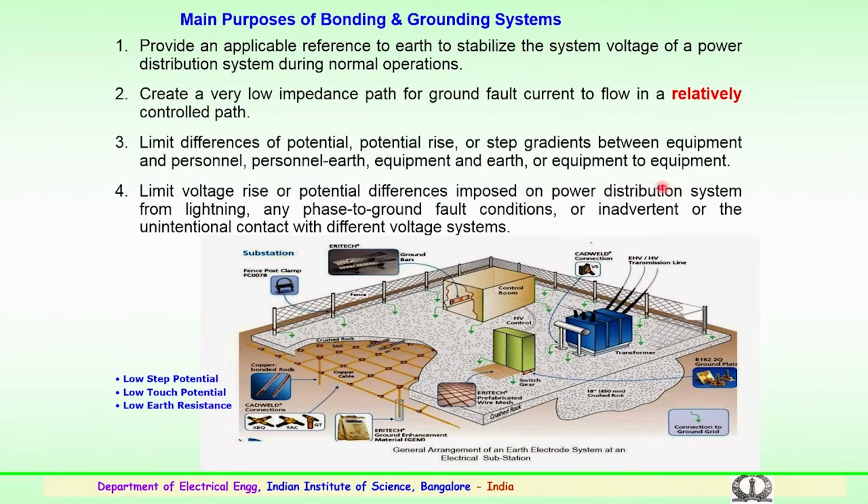So, several differences of potentials could be limited by going in for the proper earthing or the grounding aspects. And also the grounding or earthing will limit the voltage rise or potential difference imposed on the power distribution system in case there is a lightning strike on the building or on the power distribution towers.